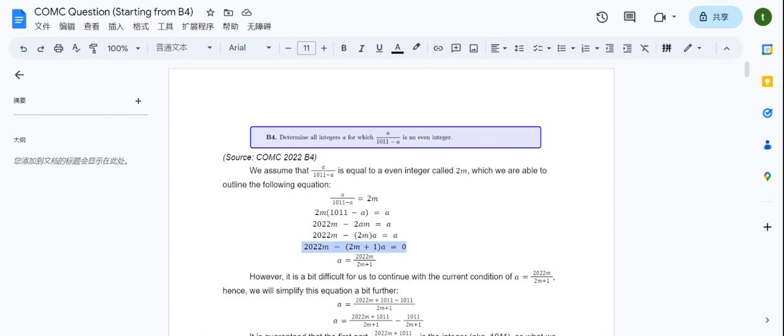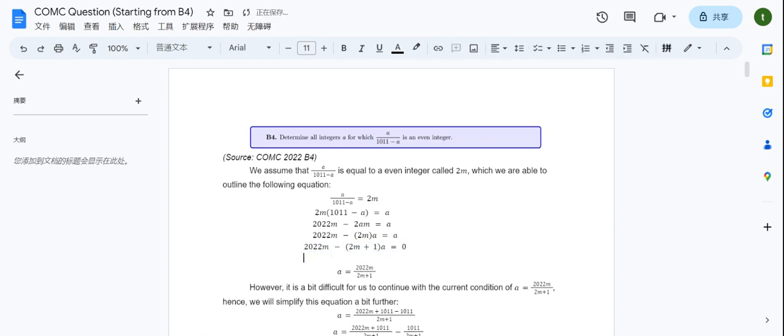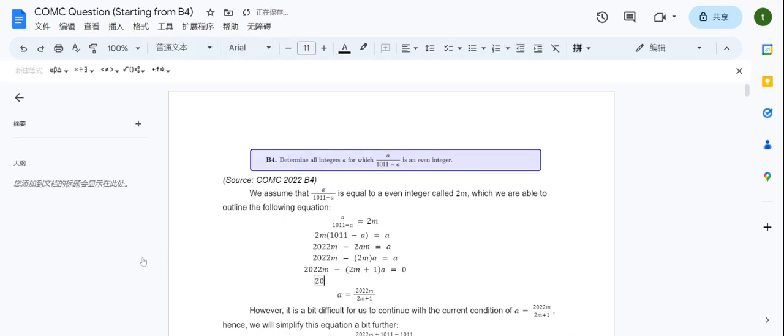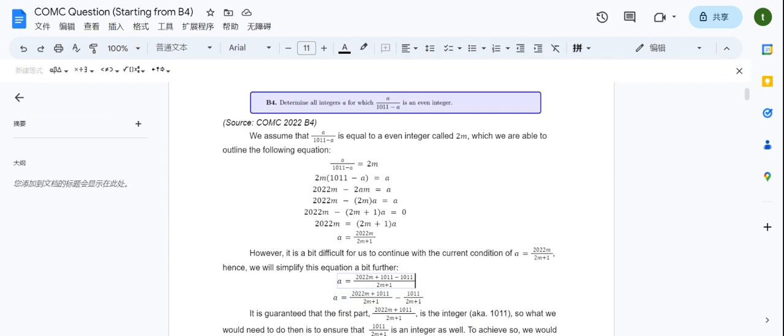From this, we are able to further derive that 2022m is equal to (2m plus 1)a. Hence, this step. However, through inspection, it is a bit difficult for us to continue with the current form, because it is very hard to find what values of m are needed in order to make a an integer.